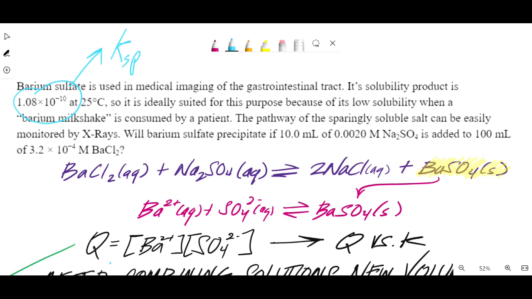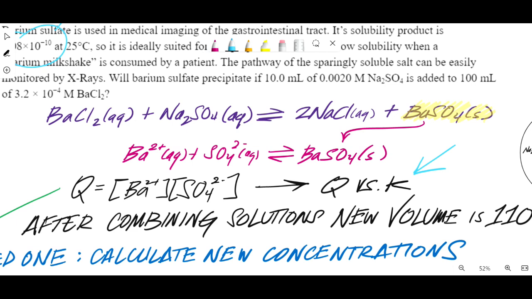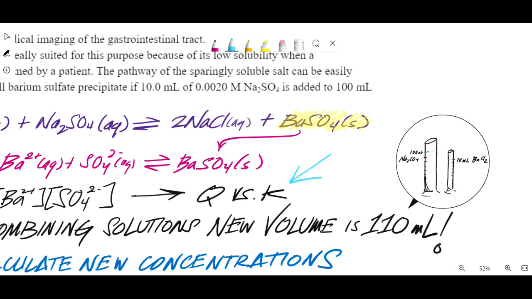Now, of course, once we calculate that Q, our mission is to compare Q to K, and we highlighted the K in blue in the problem up above. So how are we going to calculate that Q? Well, the key thing here, which I talked about in the intro, is that when we combine these two solutions, again, if you read the problem, it says 10 mLs of one solution is added to 100 mLs of the other solution. So when we combine them, the new volume is 110 mLs.